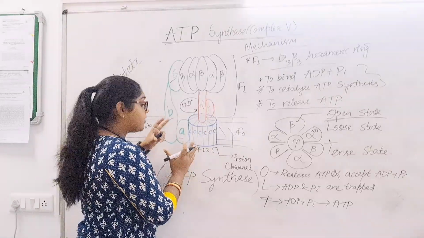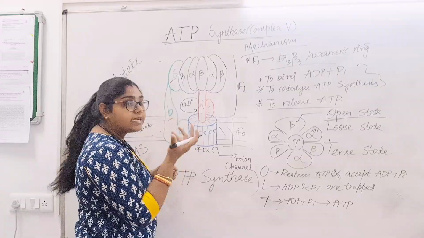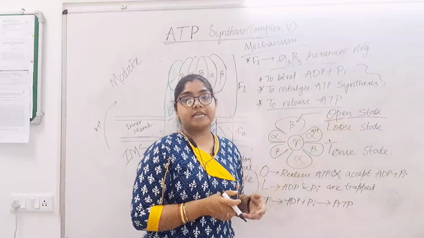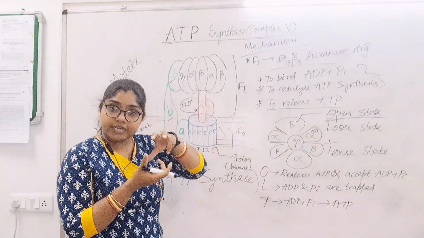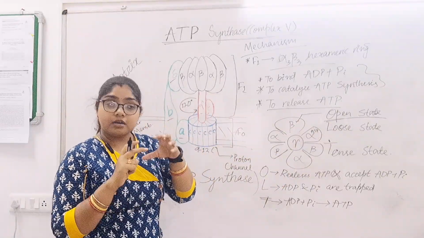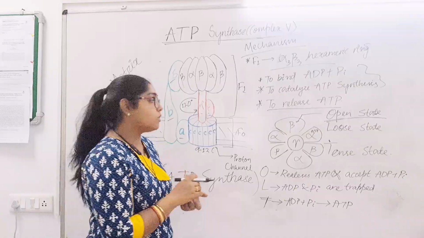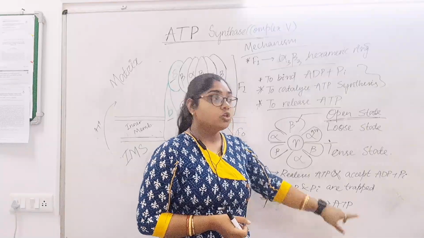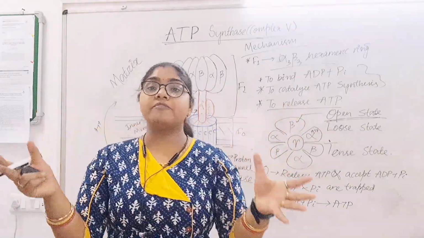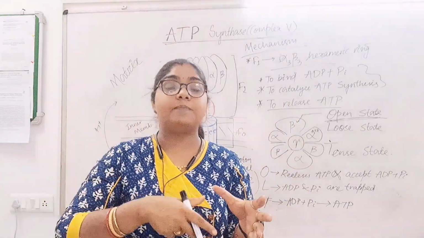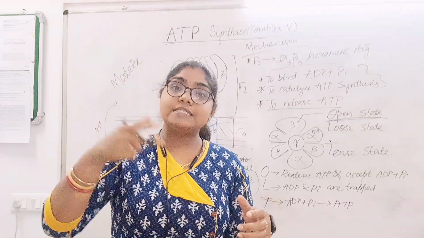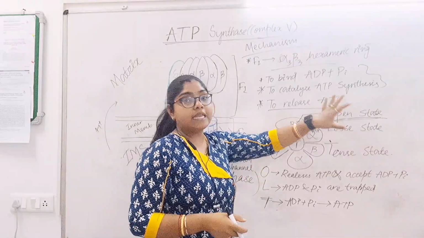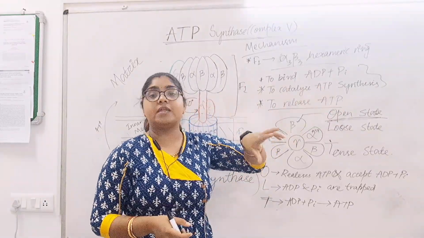When it rotates from the tense state, the beta conformation changes to the open state. When it rotates 120 degrees, the tense state converts to the open state, and in the open state it releases the ATP. Open state means it is open for the transportation of ATP, ADP and inorganic phosphate. It releases ATP, and it also accepts the ADP and inorganic phosphate. This is the only step when ATP is released and inorganic phosphate and ADP come in.